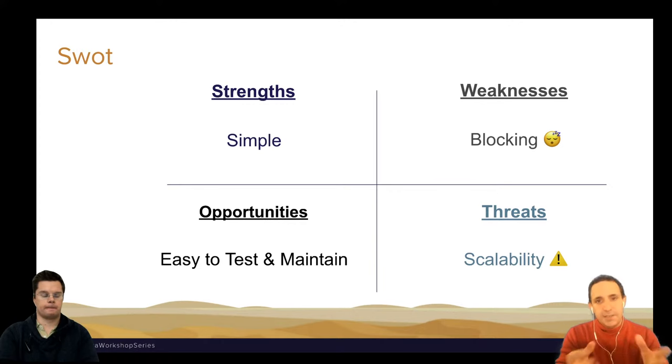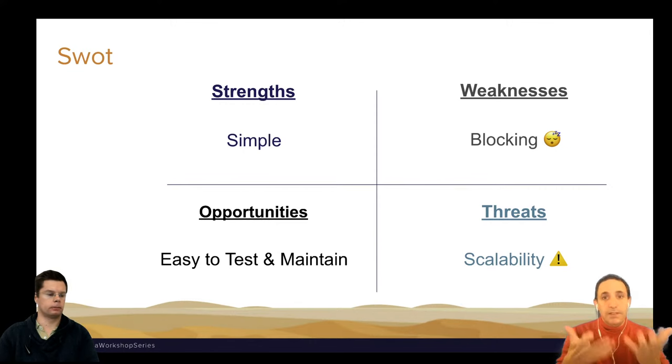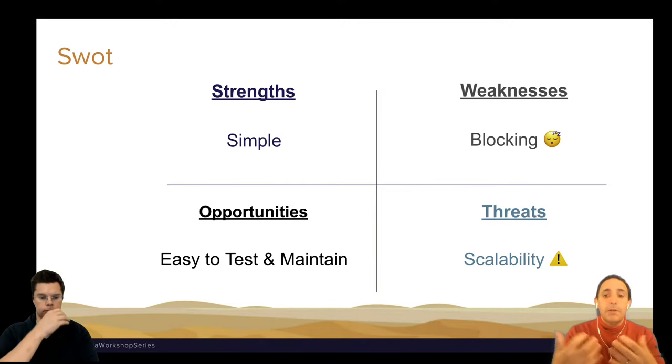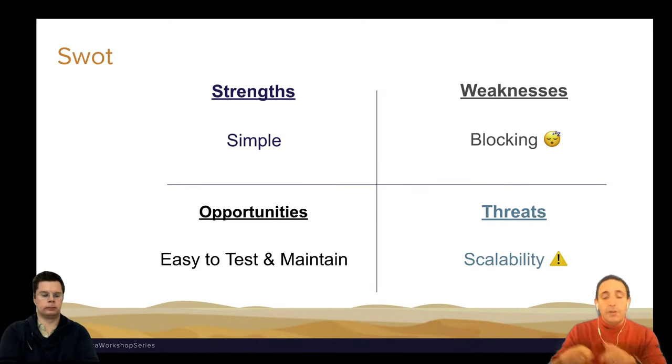Easy to test, easy to maintain. Issue, scalability, okay? On a client, you have a limited amount of threads. And so if most of your queries are blocked waiting for a result, maybe at some point you won't be able to invoke Cassandra anymore. Not because Cassandra cannot scale, because Cassandra scales out a lot, but because of your client with a limited number of threads. So how to cope with this limitation?